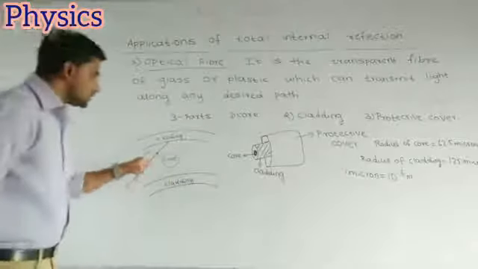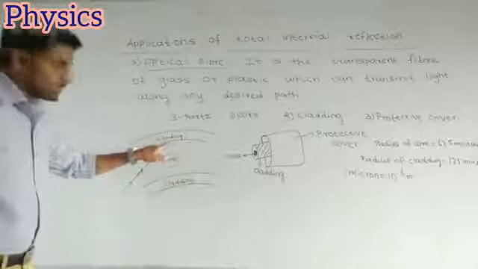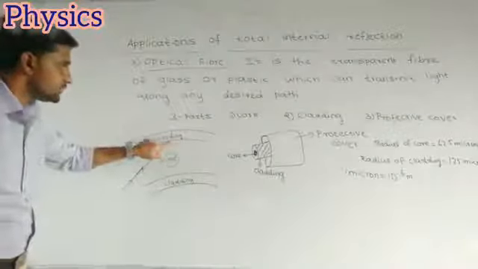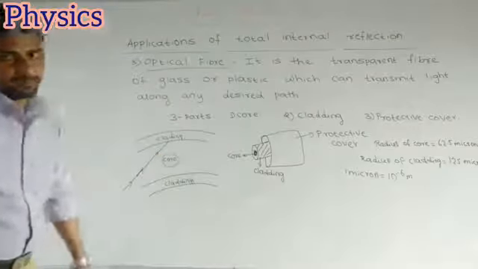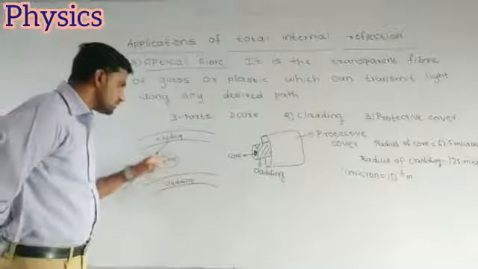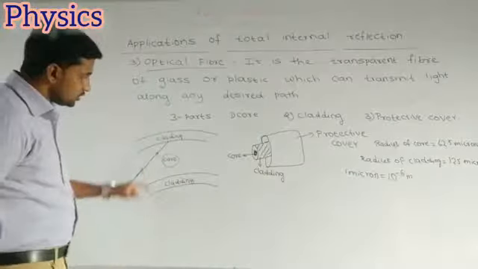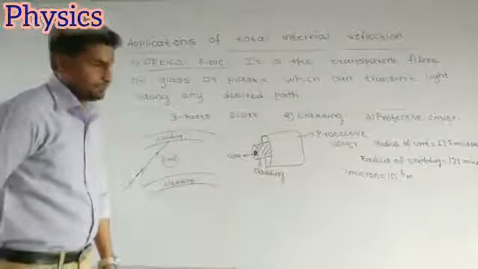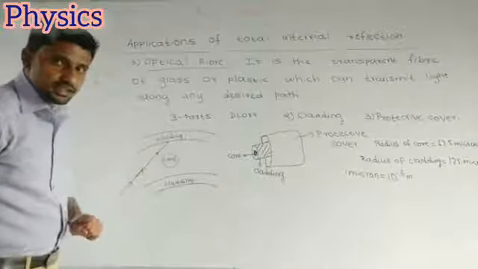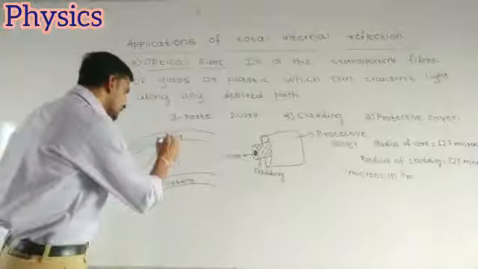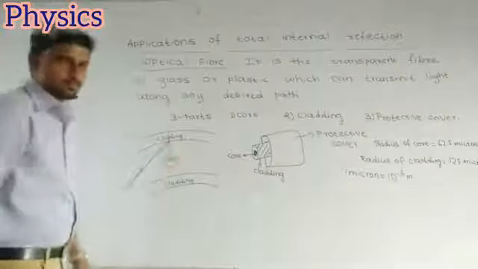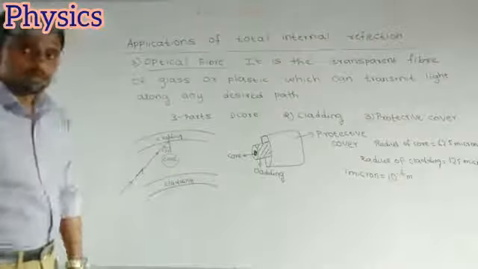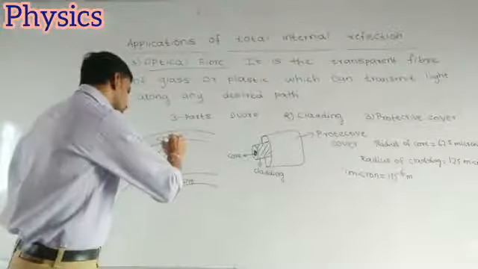When it enters the core, it will meet the interface between the core and cladding. We know that the core is much denser than the cladding, so the core acts as a denser medium and the cladding acts as a rarer medium. Suppose this is the normal. If the angle of incidence is greater than the critical angle, it will undergo total internal reflection.